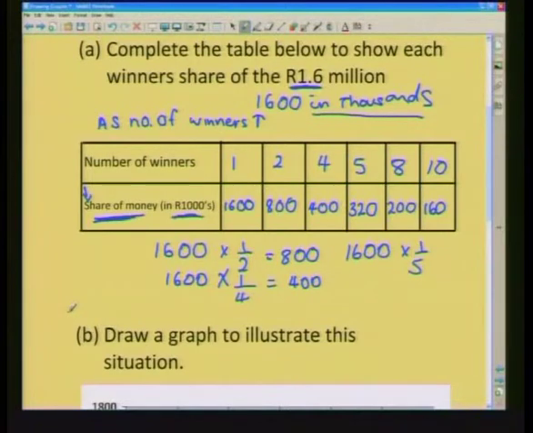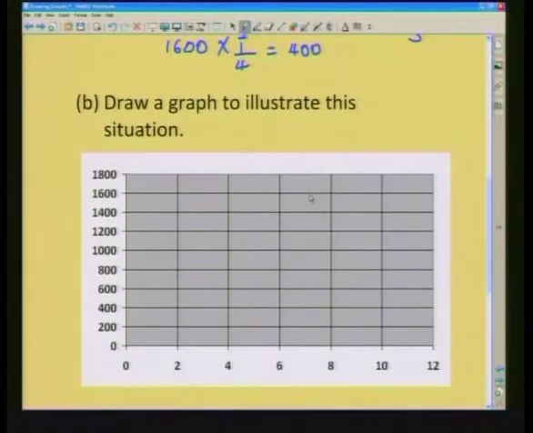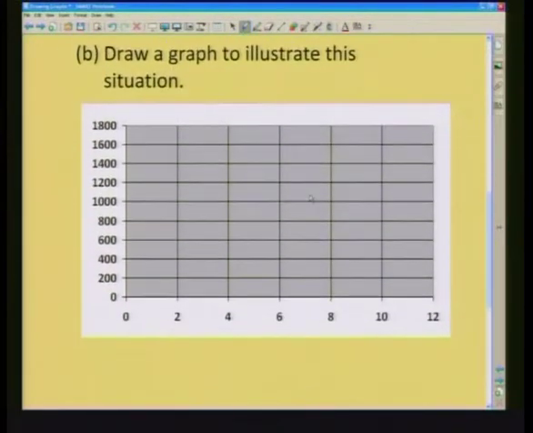As the number of winners, which is our independent variable, so straight away we can say what we're going to plot on the x-axis when we have to draw the graph. As that increases, the share of the money, which depends on the number of winners, that's our y value, our dependent value, that will decrease as x increases.